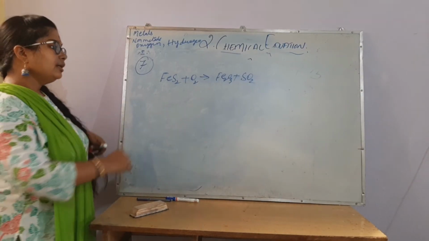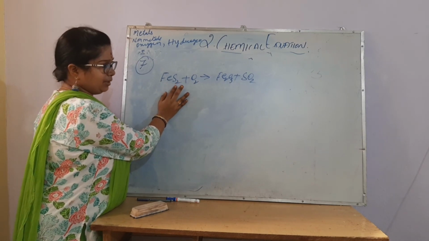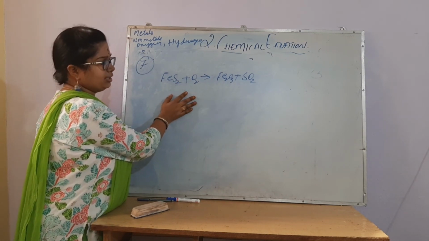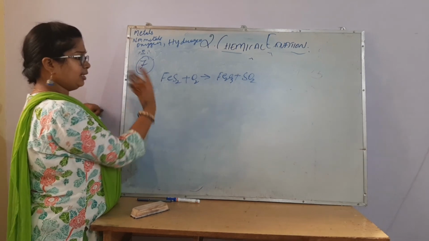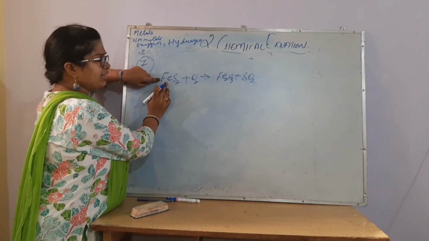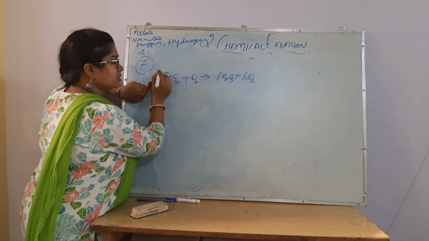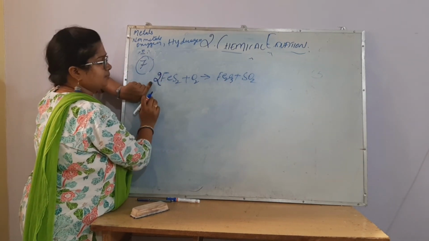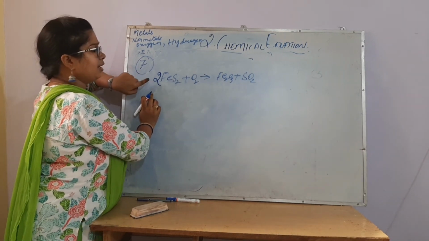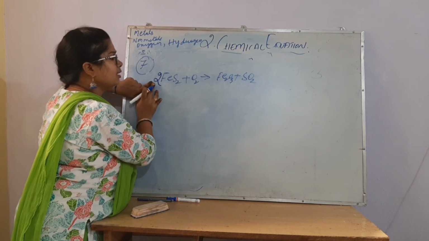Seventh example. In this, metals are there. Yes, Fe is nothing but iron. Metal is there. Non-metal, yes, S is there. Oxygen is there. Hydrogen, not there. Don't leave it. First, check with metals. Fe, only 1. 1 into 1, 1. Here 2, here 2. So, 2.